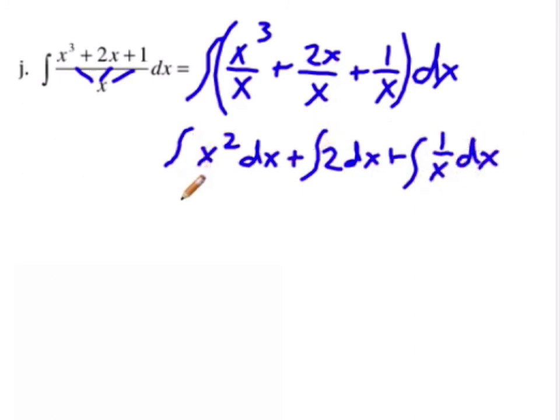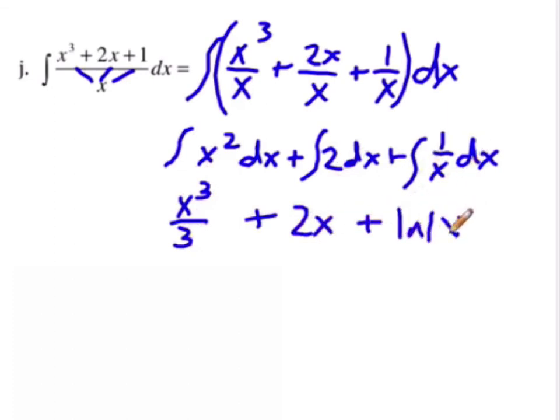So here we get x cubed over 3. And then this one becomes 2x. And this last one becomes the natural log of the absolute value of x. And finally plus c. So divide out first if you can.